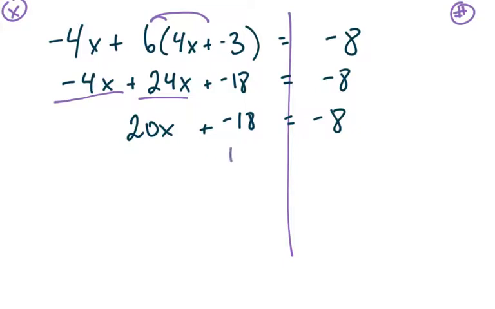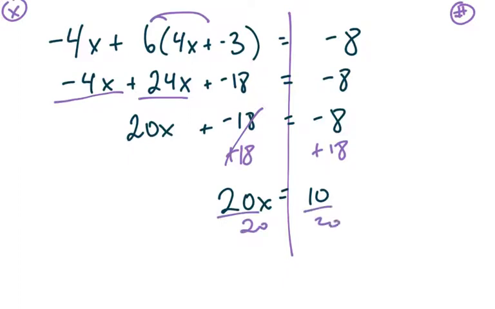So I'm going to add 18. Since it's a negative 18, I'm going to add 18 to get rid of it. So I'm left with 20x on the left, and I'm left with 10 on the right. So I'm going to divide by 20 as my last step because it's times 20, and I need to get rid of that. So I am left with x equals 10 divided by 20, or 1/2.